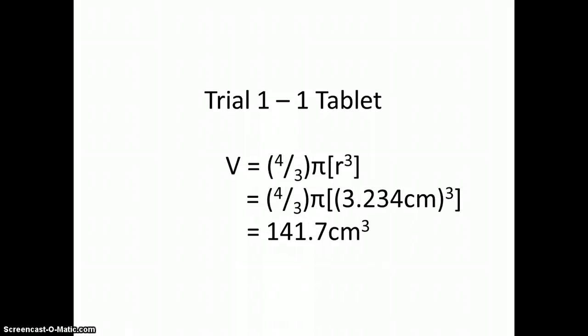So then I can take my radius and plug it into the volume equation. Volume equals 4/3 times pi times radius cubed. When I plug in my radius, 3.234 centimeters that I just calculated, I will get a volume of 141.7 centimeters cubed.